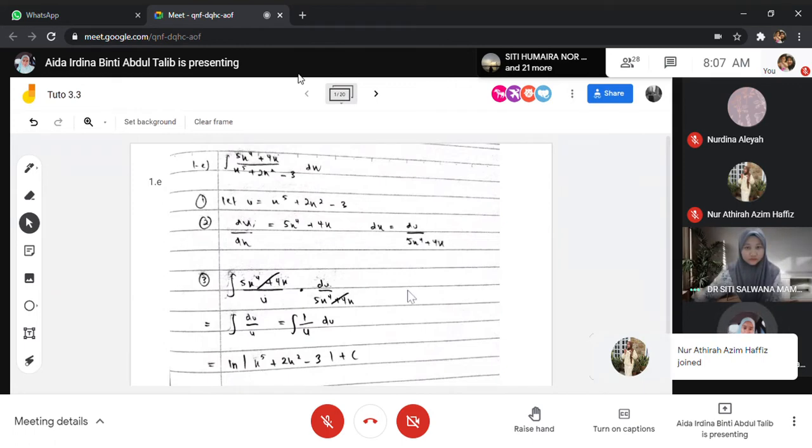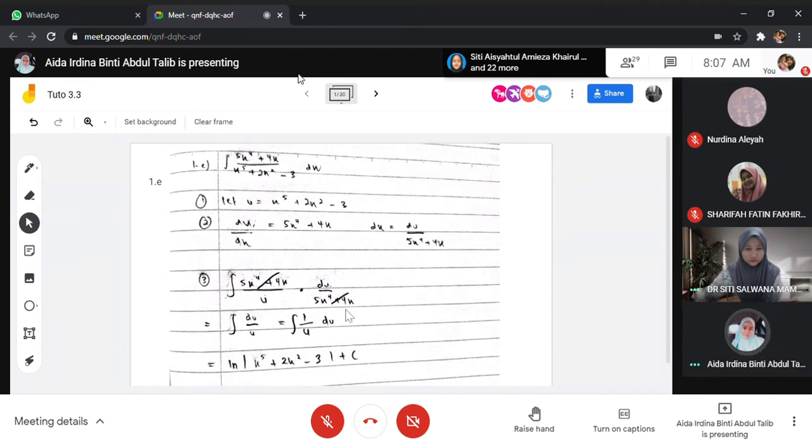And then we can substitute u into this equation. 5x to the power of 4 plus 4x over u times with du over 5x to the power of 4 plus 4x. So sebab dia sama, so kita boleh potong. And then we get 1 over u du. Kalau 1 over u du ni kita kena buat ln, which is ln x to the power of 5 plus 2x square minus 3 plus c.